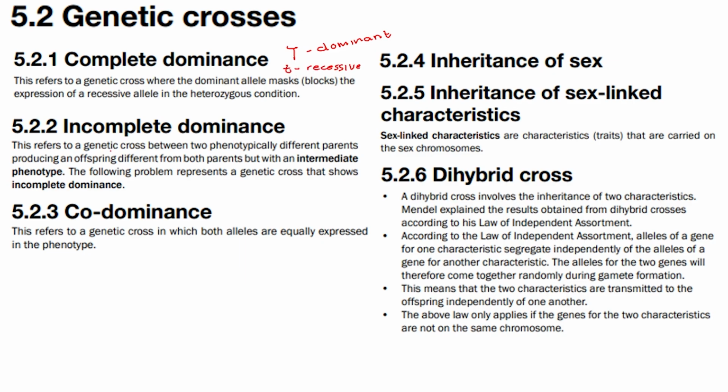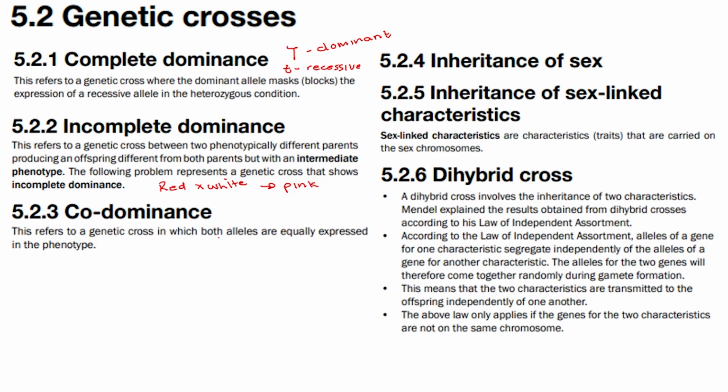Incomplete dominance refers to a genetic cross between two phenotypically different parents, producing an offspring different from both parents with an intermediate phenotype. For example, it can be when red flowers are crossed with white flowers to produce pink flowers. Usually, both of the characteristics have capital letters.